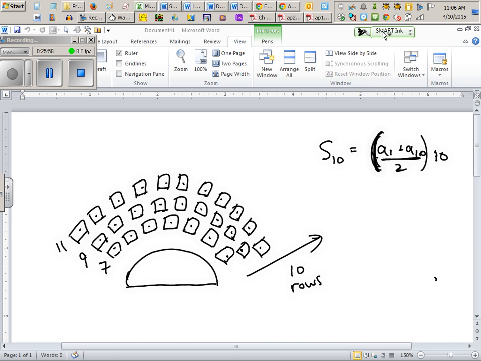Okay, the only problem with this is we know that there are 7 chairs in the first row, but we don't know how many chairs there are in the last row yet. So what formula might we use to find the number of chairs in that last row? We don't have to find the number of chairs in all the rows, but we need to know the number in the last row, or we can't finish this formula. So how would we find it? Don't we have a formula for that? What is a sub 10? It's a sub 1 plus what? 9 common differences.